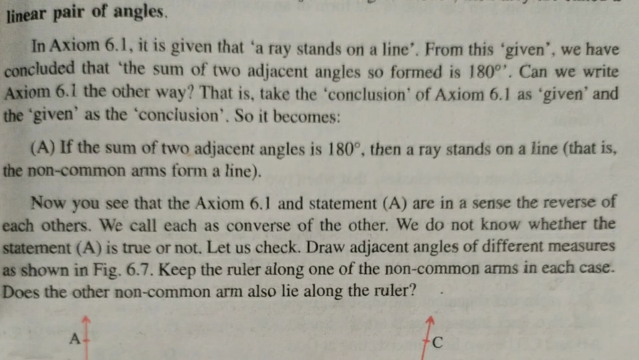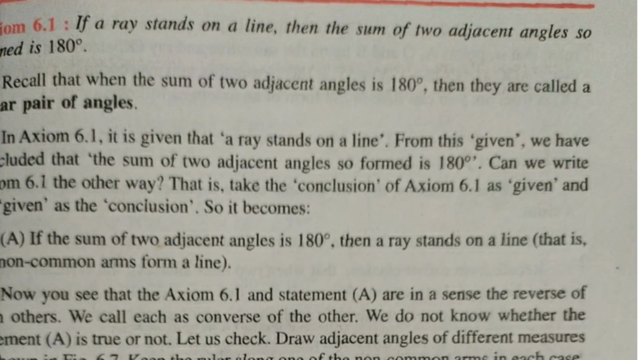Because the sum of two adjacent angles is equal to 180 degrees, a ray must stand on a line. The ray stands on a line because it forms two adjacent angles whose sum is 180 degrees. So that will be a line. The first axiom, Axiom 6.1, is that if a ray stands on a line, then the sum of the two adjacent angles formed is 180 degrees.